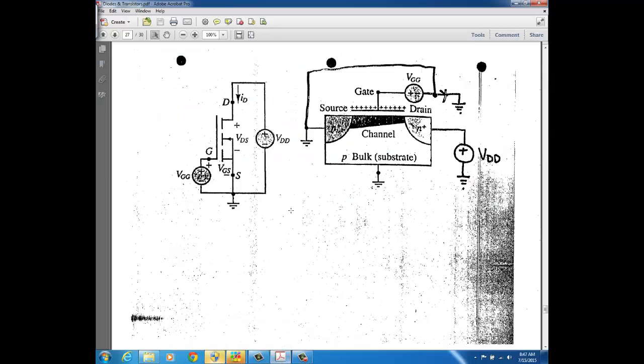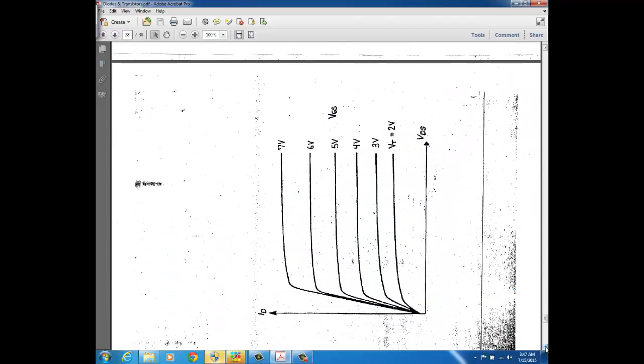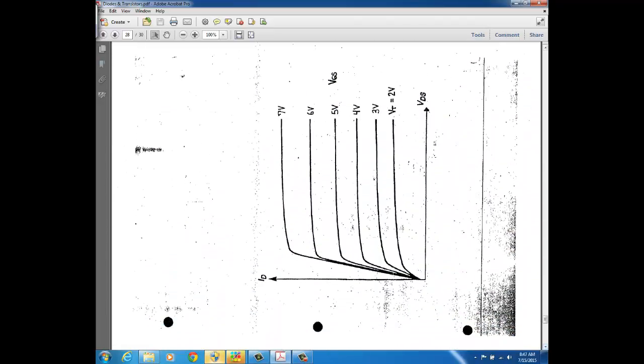Now, also, let's look at the IV characteristics of an enhancement mode MOSFET.